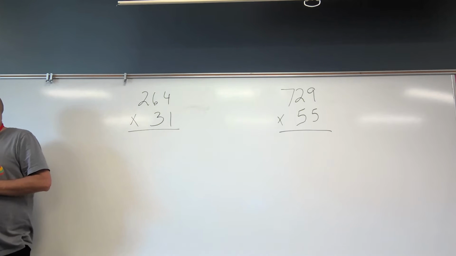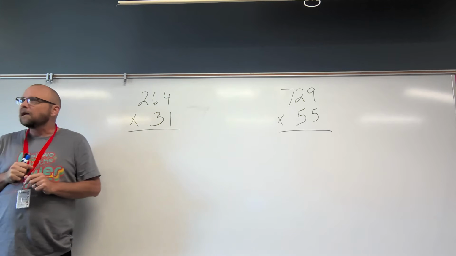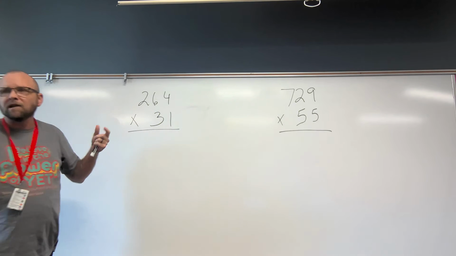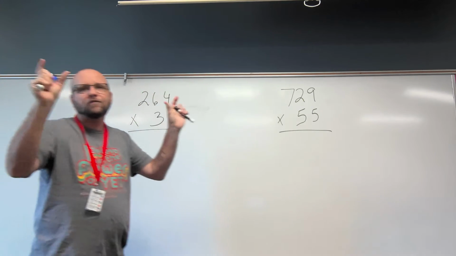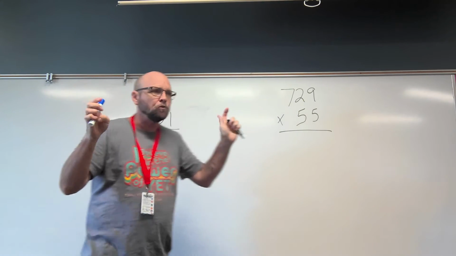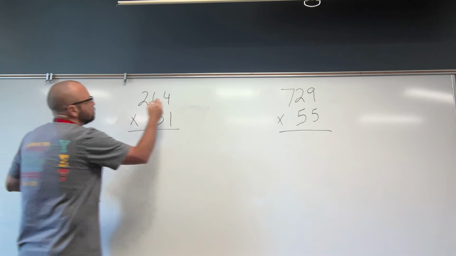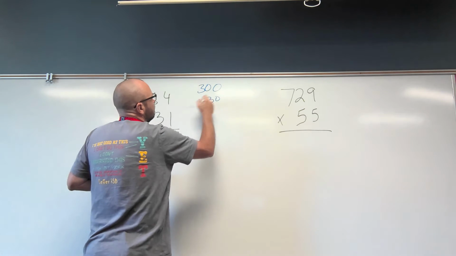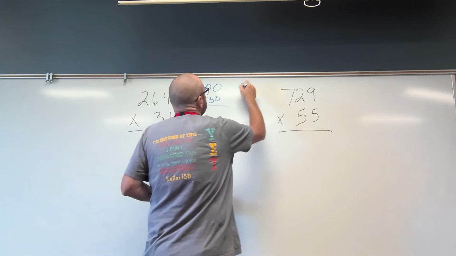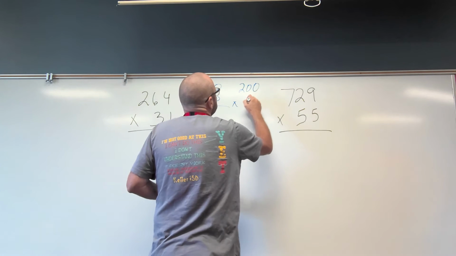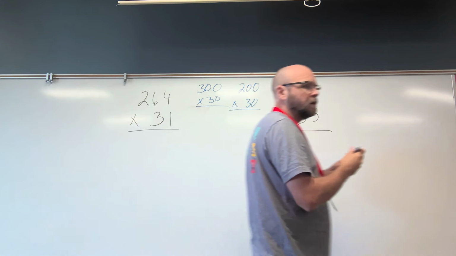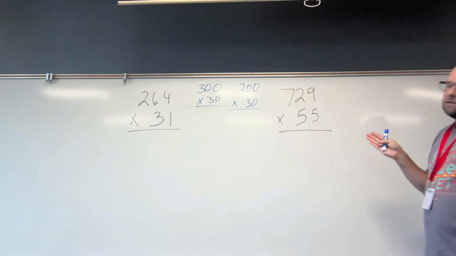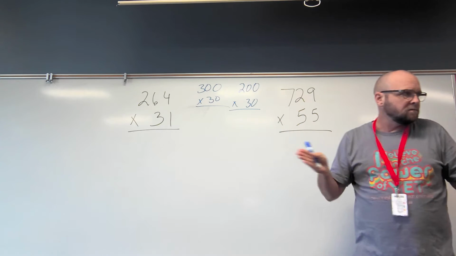And we're going to do a little bit of estimating. Estimating, I like that. So we're going to bracket our estimation on both sides of what the actual answer would be. If I took this 264 and made it into 300 times 30, or 200 times 30, that's probably going to give me what my answer would be between.